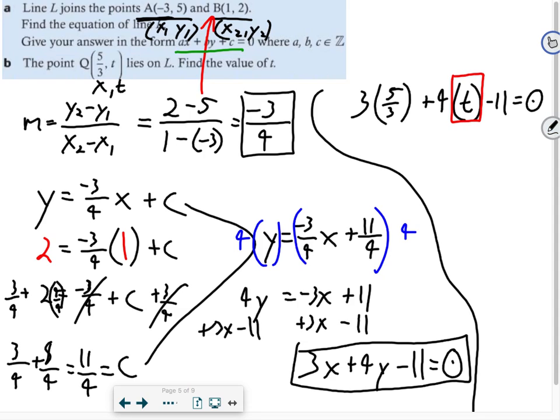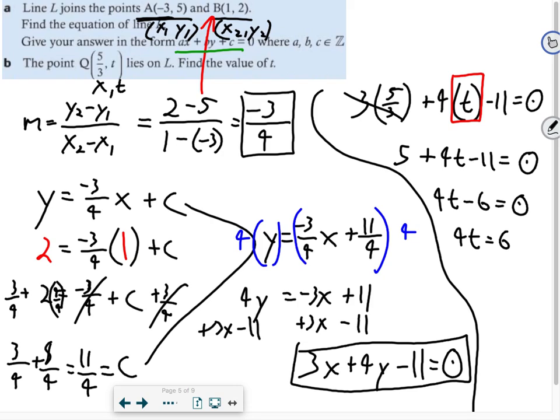So pulling away my layers and simplifying things, 3 times 5/3, those cancel out, so I get 5 plus 4t minus 11 equals 0. Collecting like terms on my left side is going to be 4t minus 6 is equal to 0. Okay, adding 6 to both sides, I get 4t is equal to 6. Dividing by 4 on both sides, I get t is equal to 6/4. Noticing they both have a factor of 2, I can simplify my fraction and get 3/2. So I get t is equal to 3/2.